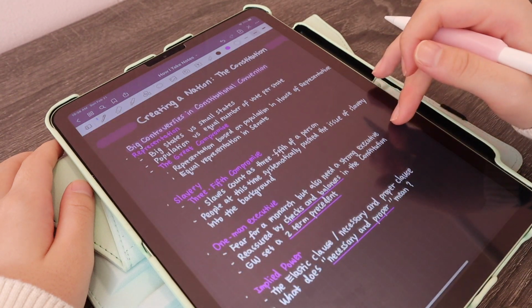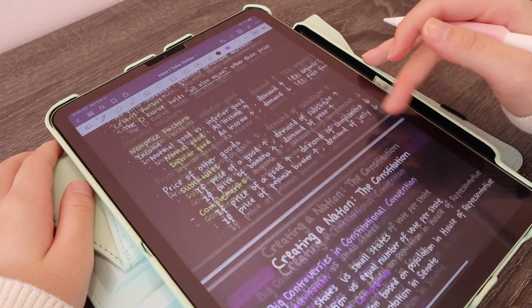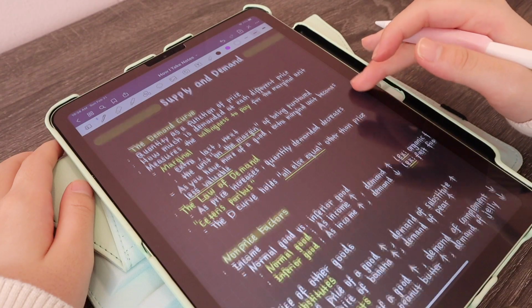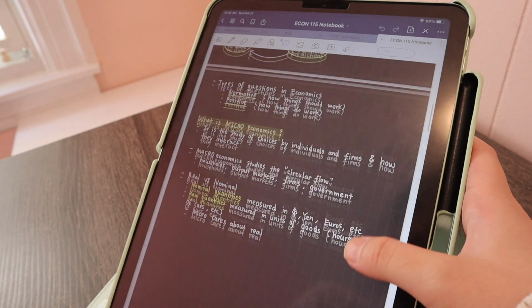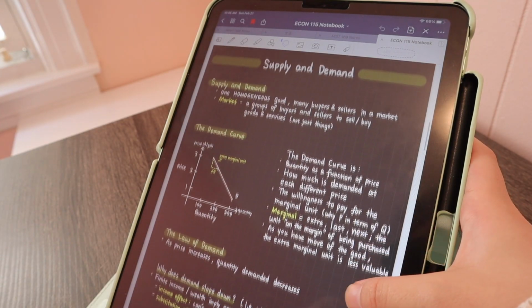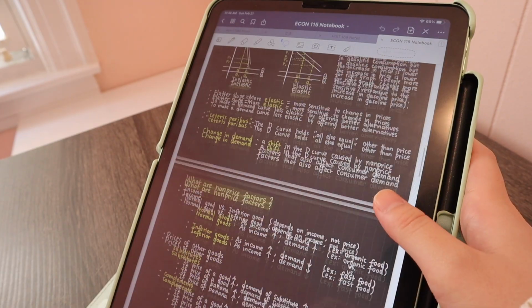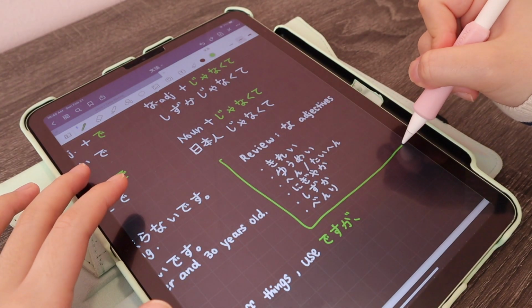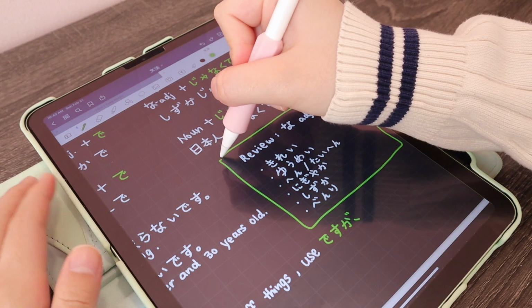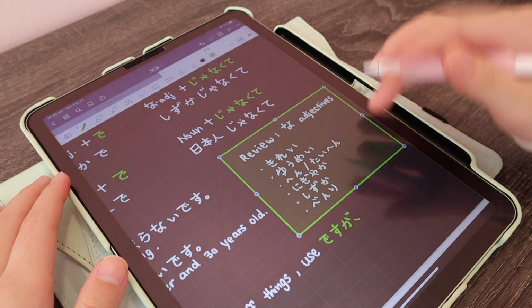Hello everyone, I'm Tanyi. Today I want to give you a tour of my simple note-taking system. The principles are very general and flexible, so it works well for me in any class and any format. I hope you will find this helpful, so let's get into how I take notes for my classes.